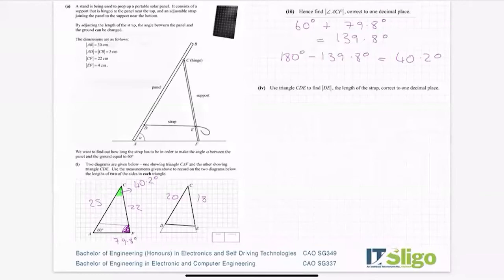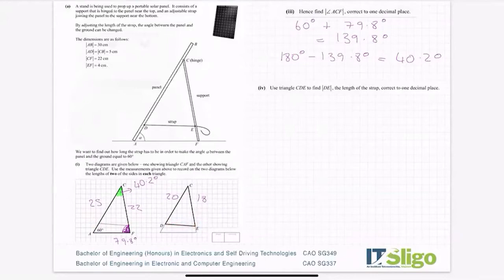Okay, why do we have to use the small triangle to get the length of the strap? Well, that's because the strap goes through the big triangle. So we're never really going to get the length of it in that particular diagram. This is a better one because the strap is the base of the triangle for this one.